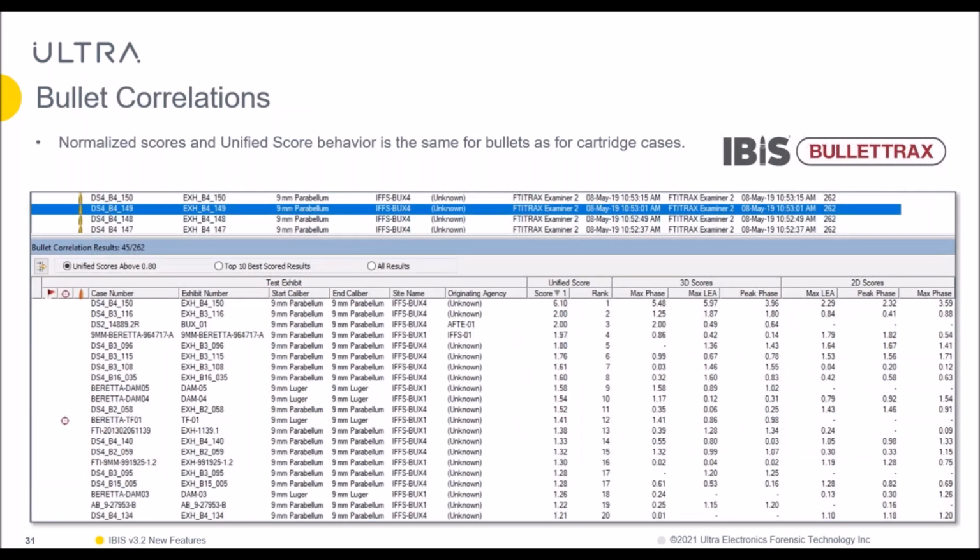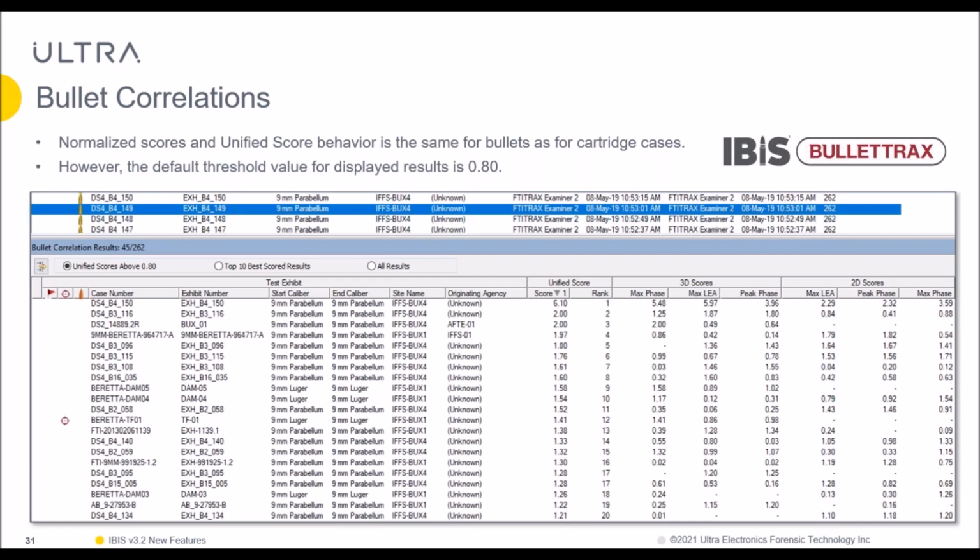Just a quick note on bullet tracks. Everything we've covered so far regarding correlation also applies to bullet correlations. Scores are normalized. Bullet results also now have unified scores that make it much easier to see potential matches and for matches to separate themselves from the pack. The only difference is that for bullets, the default value for that threshold value for your unified scores is 0.80.